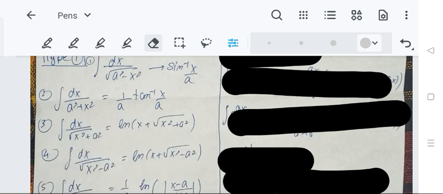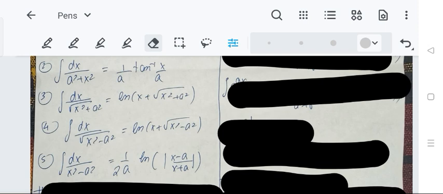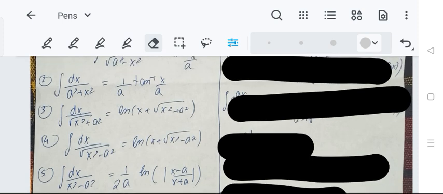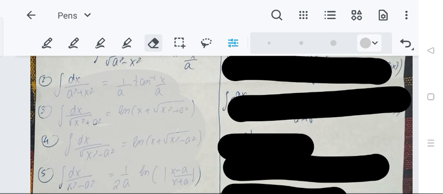These integrations are also used: the integration of dx upon root of x square plus a square is equal to ln of x plus root of x square plus a square. Then the fourth is the integration of dx upon root of x square minus a square, which is equal to ln of x plus root of x square minus a square. Then the integration of dx divided by x square minus a square is equal to 1 upon 2a ln of x minus a upon x plus a. These five properties are very much important. They are frequently used in the questions.